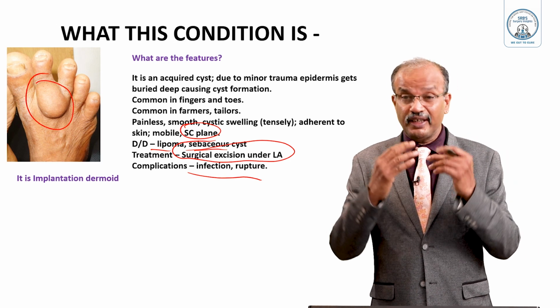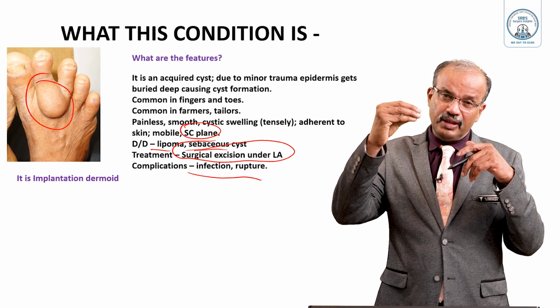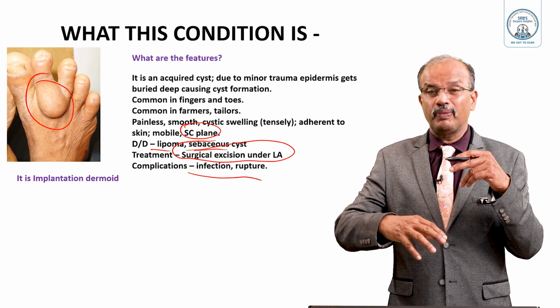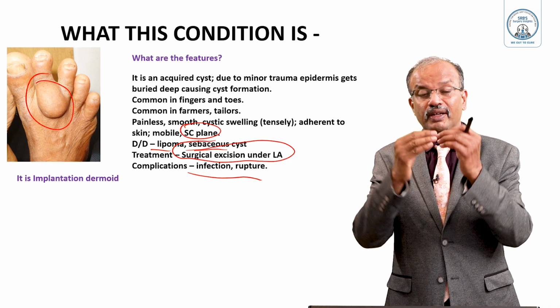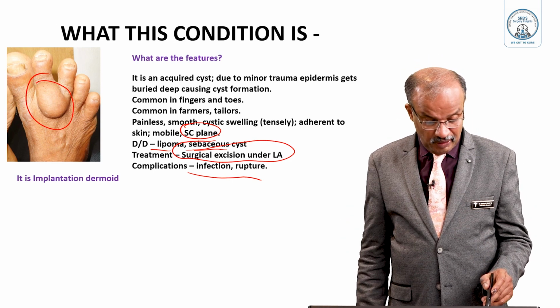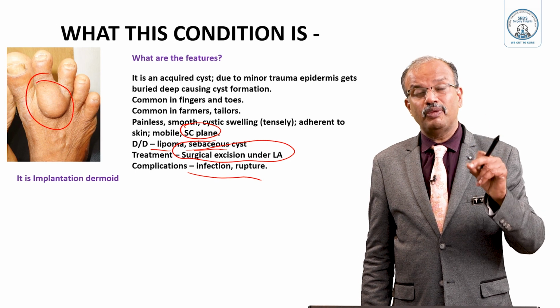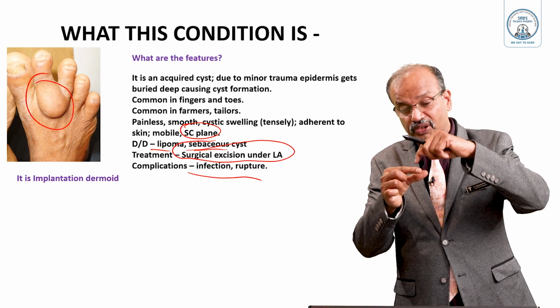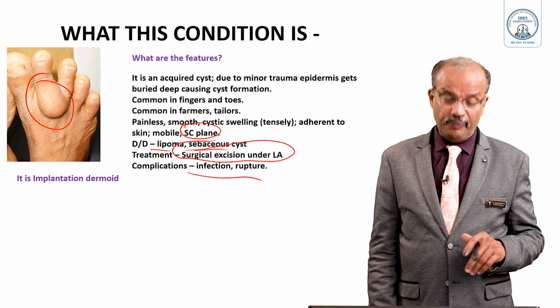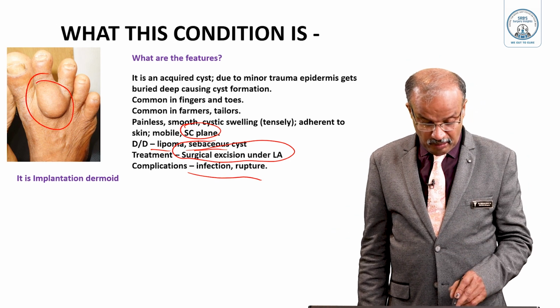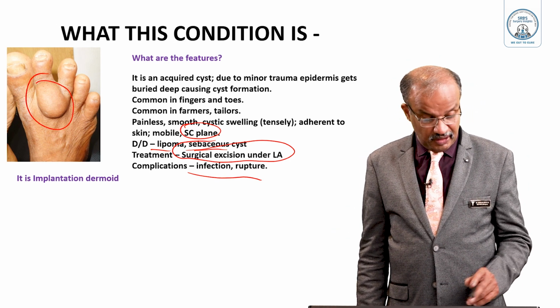It gets adherent to the skin because the skin epidermis gets buried into the deeper plane and causes a reaction from the capsule there, and the swelling is adherent to the skin. So that is the typical feature. It is cystic. Pressure test may be positive: hold the swelling over the summit, indent, then you get a movement. So that is the implantation dermoid. Complications: infection, rupture.